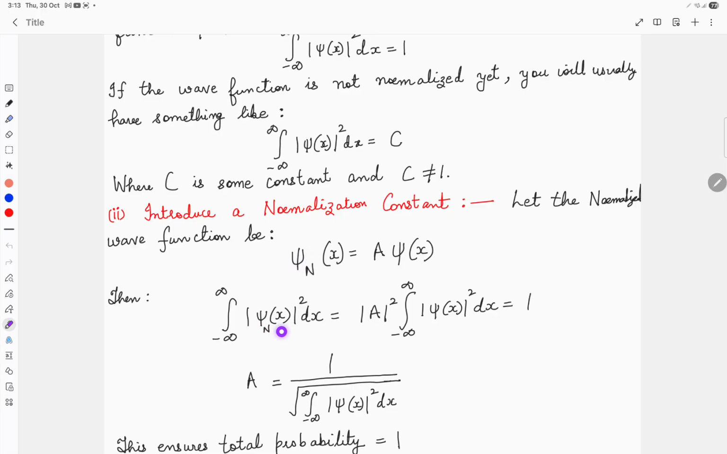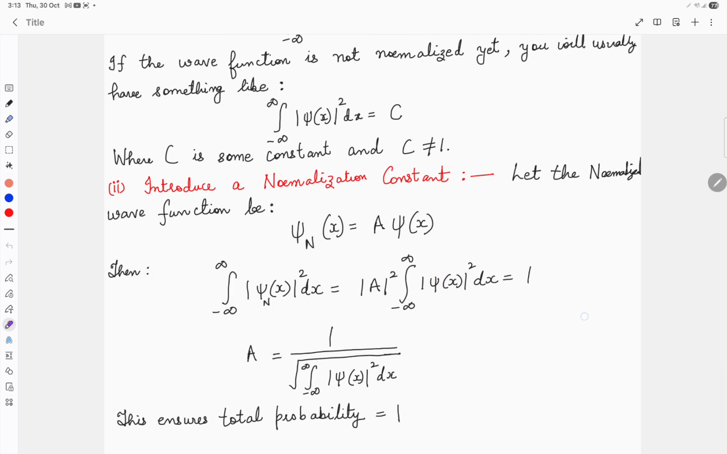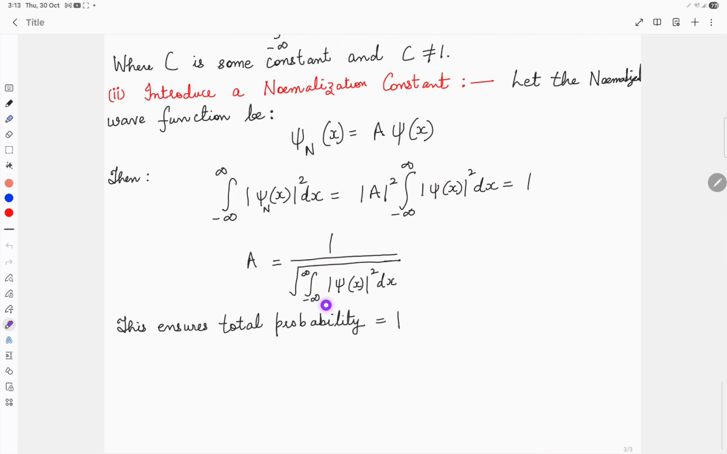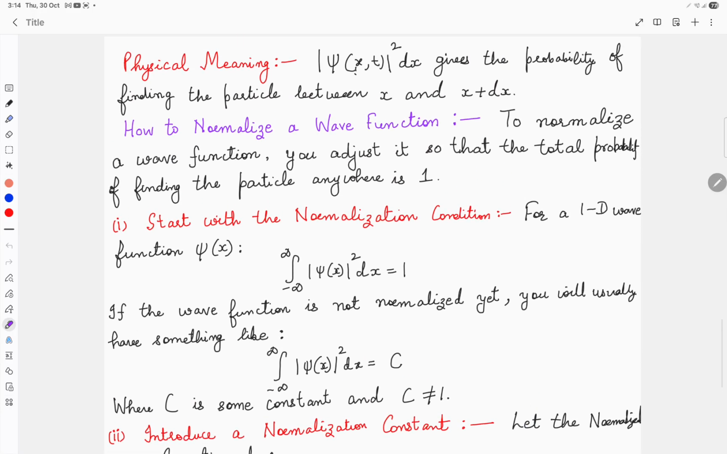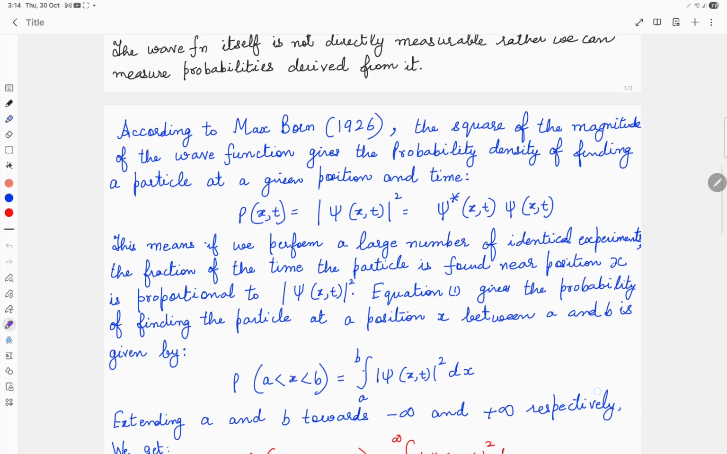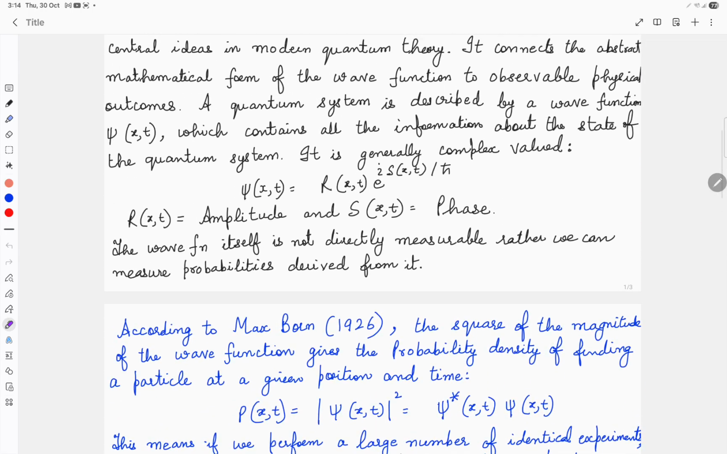So you can find the value of A from here, which would be 1 over the square root of the integral from minus infinity to infinity of the wave function squared dx. This ensures the total probability is equal to 1, because when you have normalized the wave function, the total probability of finding the particle remains 1. This is the statistical interpretation of the wave function, or of quantum mechanics as a whole.